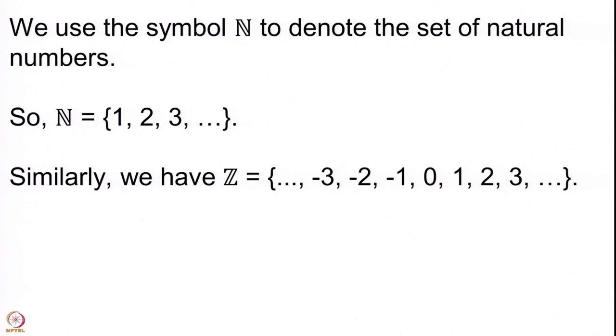In German, whole numbers or complete numbers, those which are not fractions, are called Zahlen. The spelling is Zahlen, that is the plural. So, Z comes from that Zahlen. Okay, so, we have two sets now here. We have the set of natural numbers, which is 1, 2, 3 onwards, and we have the set of whole integers, or all integers Z, which comes from negative infinity, then you have minus 3, minus 2, minus 1, 0, 1, 2, 3, and then you go on. So, it goes to infinity in both the directions.